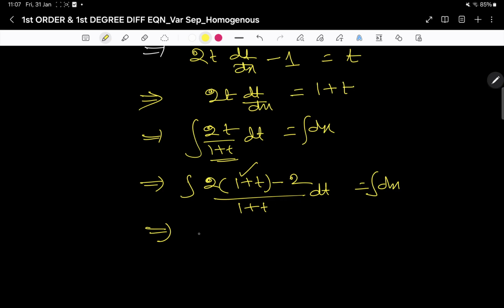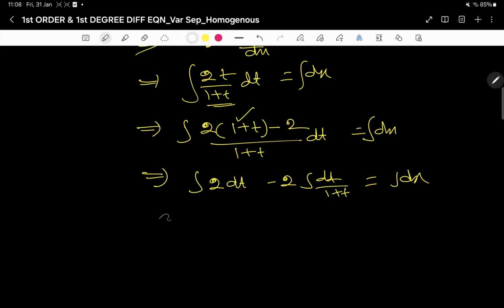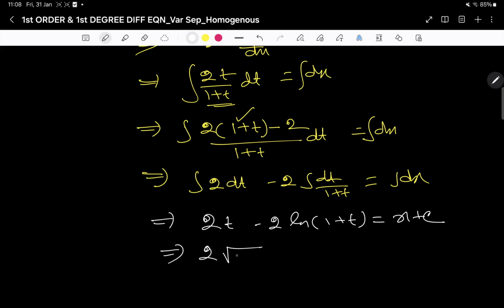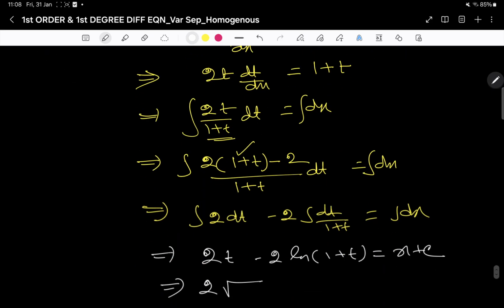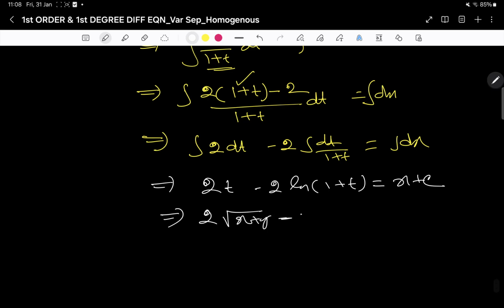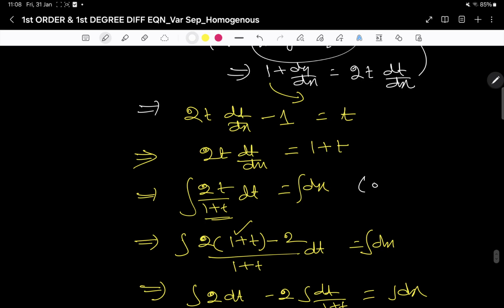So if we separate it, it is twice integral dt minus twice integral dt by 1 plus t is integral dx. On integrating, it is twice t minus twice ln 1 plus t is equal to x plus c. Just substitute the value of t. t will be root over x plus y, so 2 into root over x plus y minus 2 ln 1 plus root over x plus y is equal to x plus c. Actually we skipped one step here, so we write it.